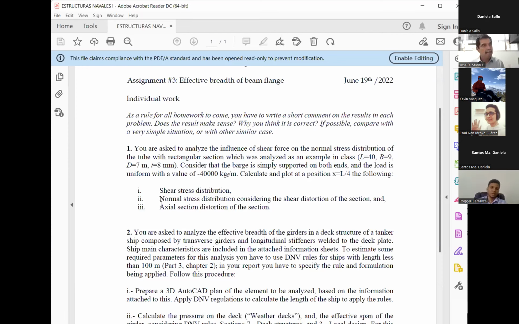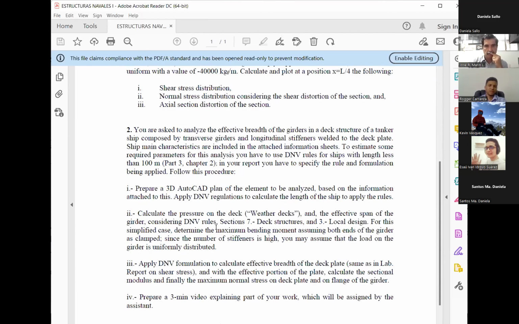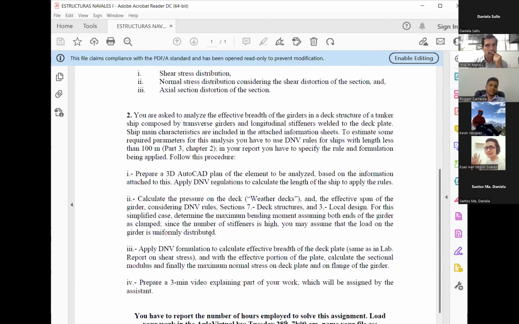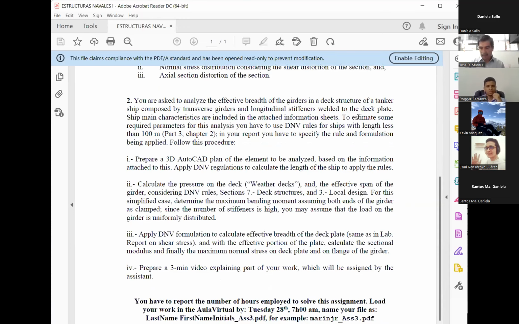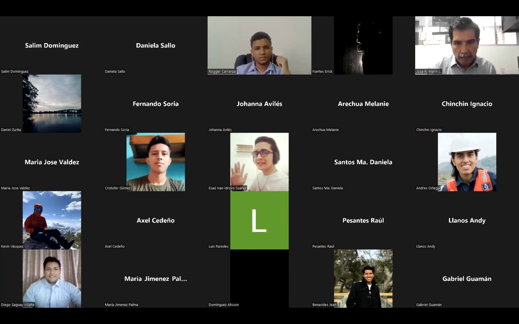Yes, doctor. In the second part of assignment 3, is the spacing of the girder considered to obtain the distance of the bulkhead? In the plan that I sent you, I'll try.